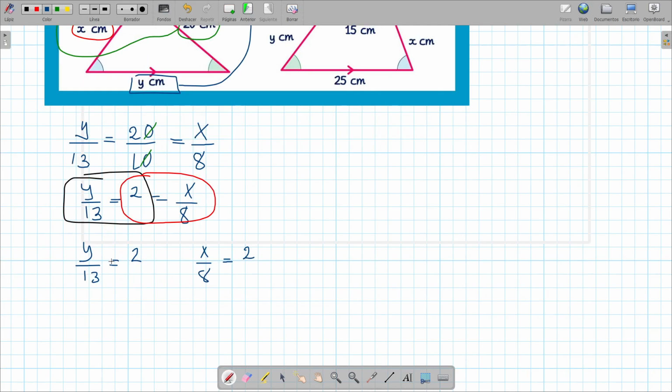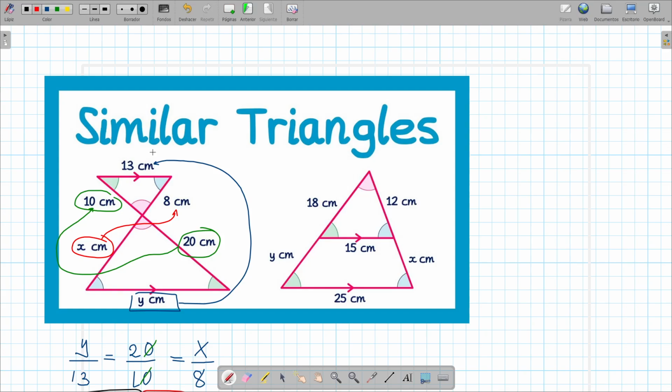Now, here, if a number is dividing, it goes to the other side to multiply, so it's going to be 2 times 13. And here the same. So what is going to be the value? 26, and here the value is going to be 16. And we are done with that. You have the answer for this one.